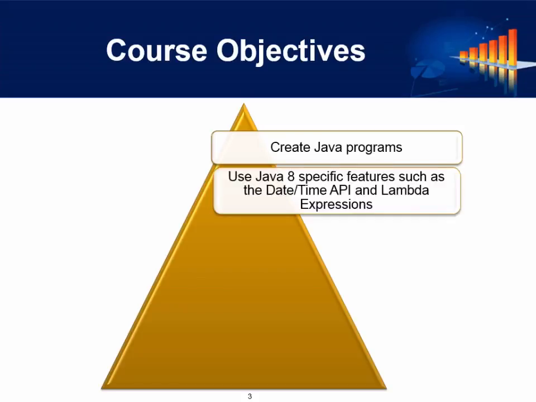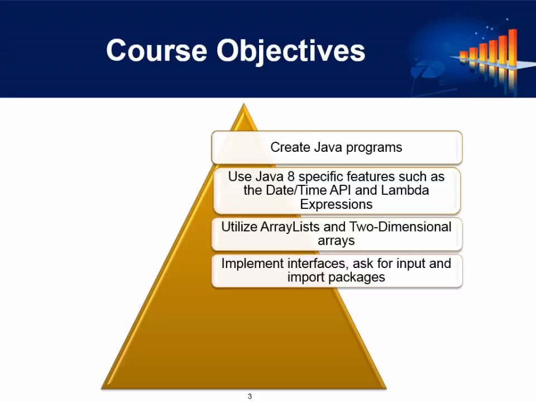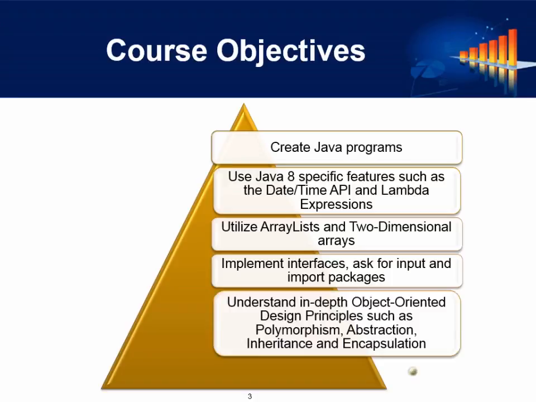programming in general. We will be using Java 8 specific features such as the date-time application programming interface and lambda expressions. We also will utilize array lists and two-dimensional arrays, and you'll understand the difference. We're going to implement interfaces, we're going to ask the user for input, we're going to import a variety of packages and use those, and we are going to understand in depth, and we're going to use, not just understand, object-oriented design principles such as polymorphism, abstraction, inheritance, and encapsulation.